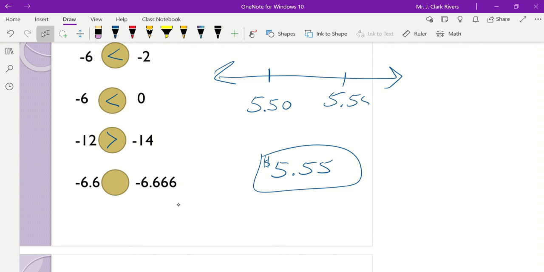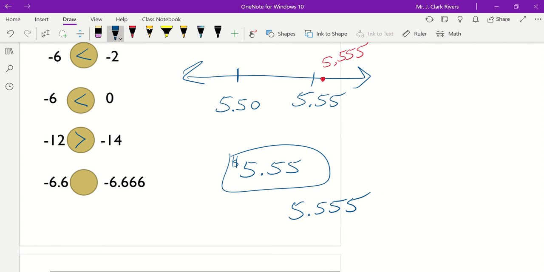Now, what if we had the number 5.555? Where would that go? Michael? It would go to the right. Further to the right, right? Be like somewhere over here. That would be 5.555. All right, so we understand that idea with positive numbers, right, Campbell? You with me? Right? Okay.